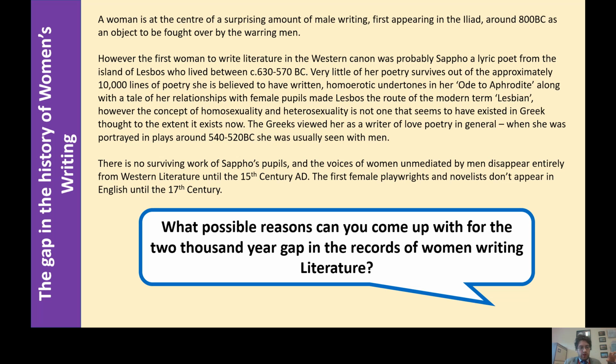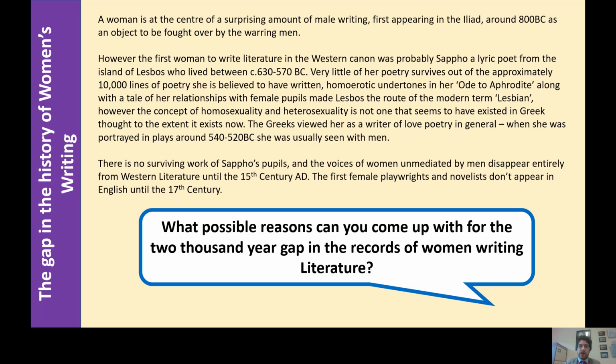However, Helen barely speaks. She doesn't speak in the Iliad at all. The first woman to write literature in the Western canon is probably, and there's a lot of literature that's missing, so the first person to write literature in Western civilization, but it's probably Sappho. Sappho's a lyric poet from the island of Lesbos. She lived between about 630 BC to 570 BC.